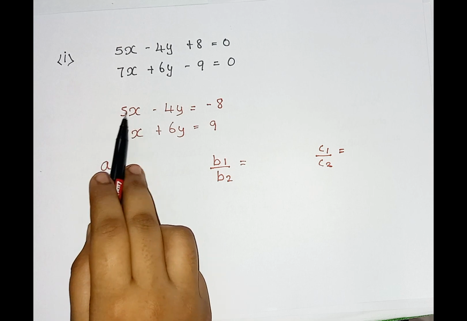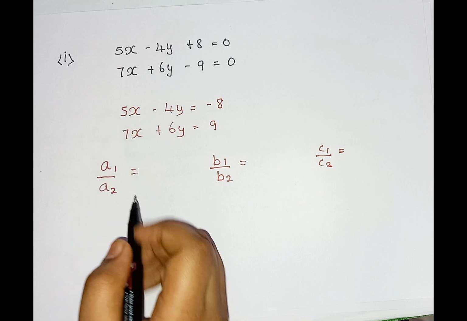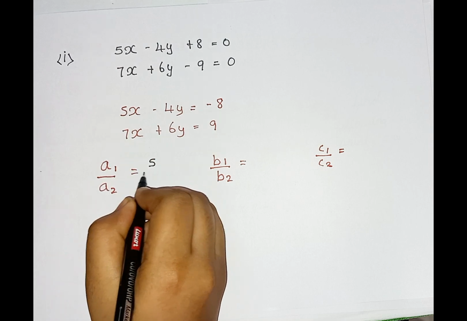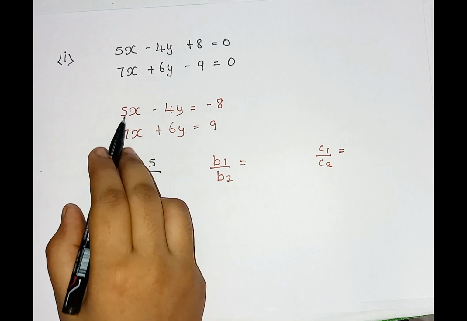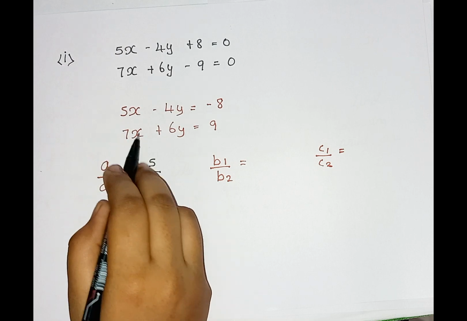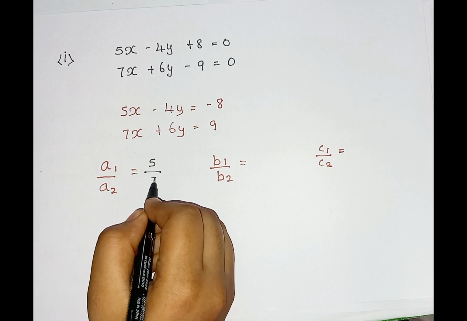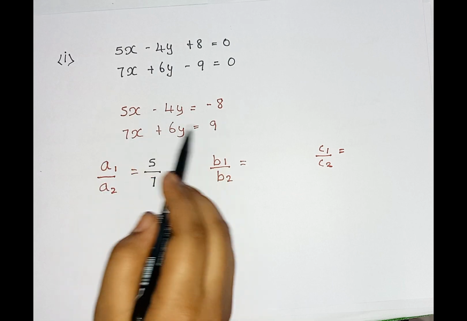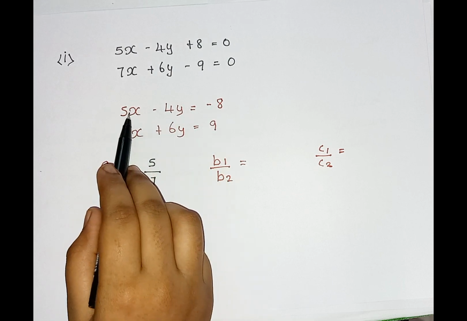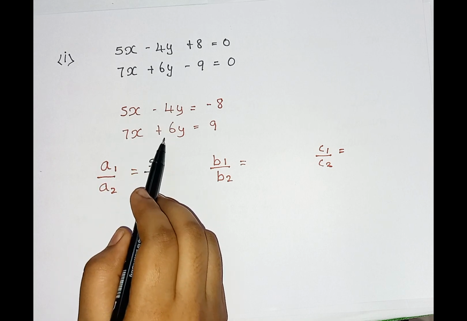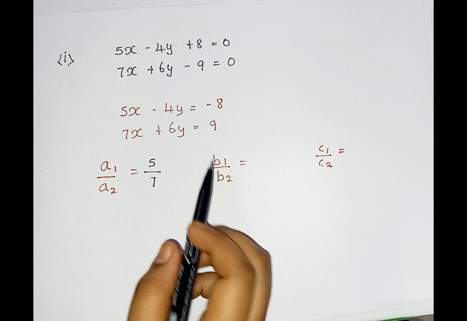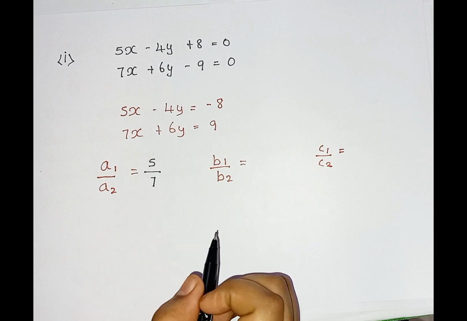Here the coefficient of x is 5, so I can write 5, and then divided by, and down under this number we have 7x. So here the coefficient is 7, then divided by 7. Here we have a few values, right? We are supposed to take this as a1 and this one as a2, this one as b1, this one as b2, this one as c1, and this one as c2.